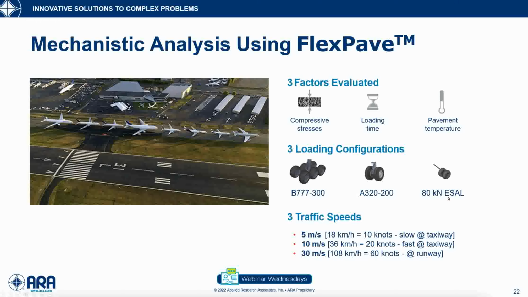We're also going to look at traffic speeds. What we will do is evaluate the rutting due to three different speeds: 5 meters per second, 10 meters per second, and 30 meters per second. 5 and 10 meters per second are witnessed on taxiways. 30 meters per second is experienced on a runway. So we need to evaluate all these different criteria in our analysis to see which ones are really impacting the rutting and which are not.